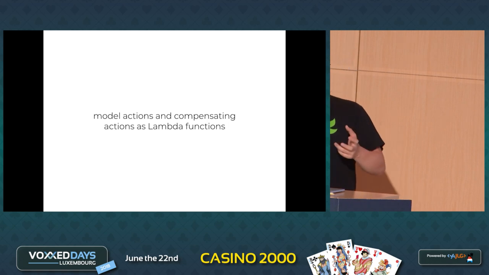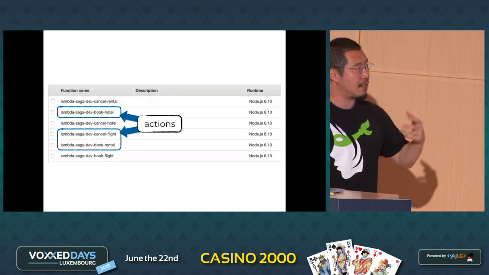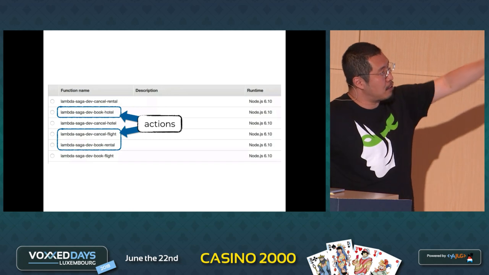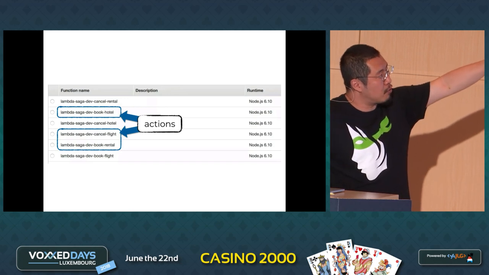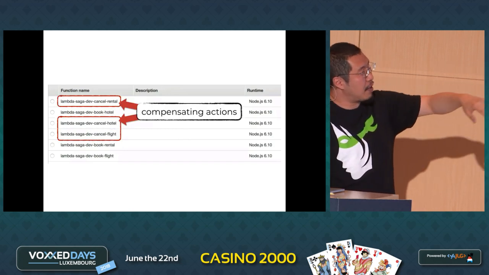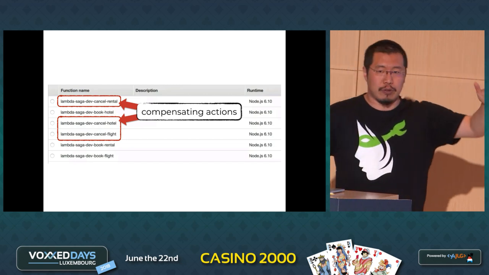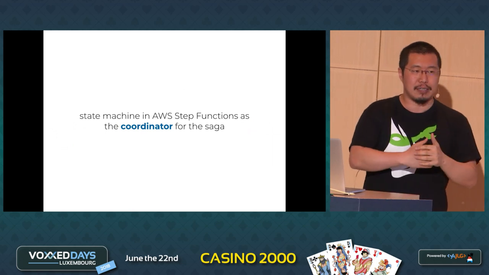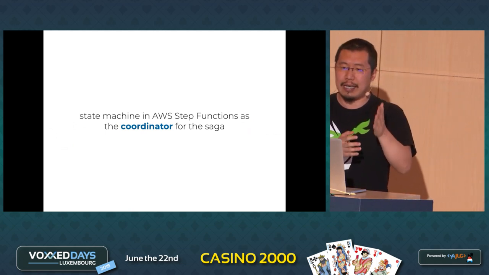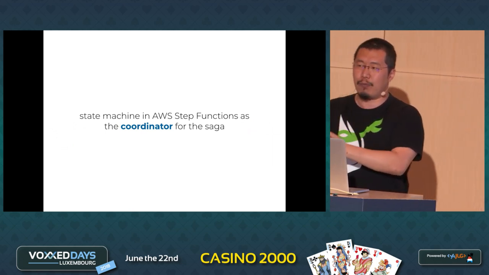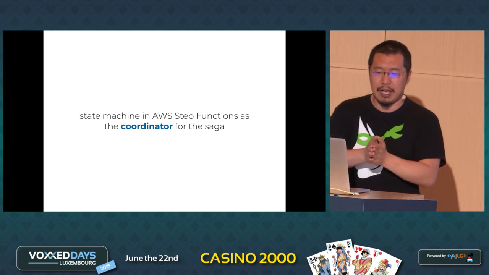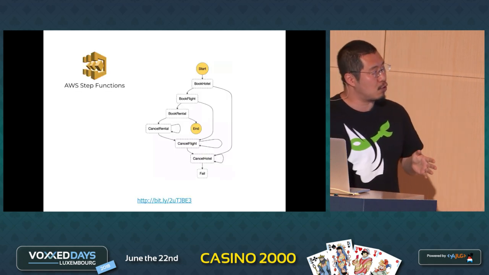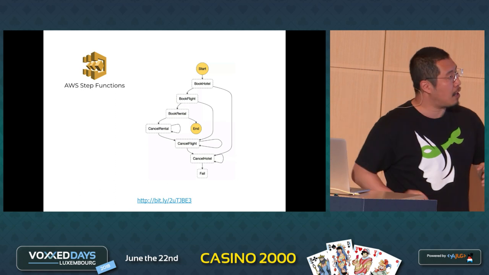And you can model all of those actions as well as rollback actions as Lambda functions. So I've got a bunch of Lambda functions here to do the booking for the hotel, the booking of the flight, as well as the cancellations for each one of those actions. And we need some coordinator to allow us to track the state of this transaction and to apply rollback at any moment in time. So we can use Step Functions to do exactly that.